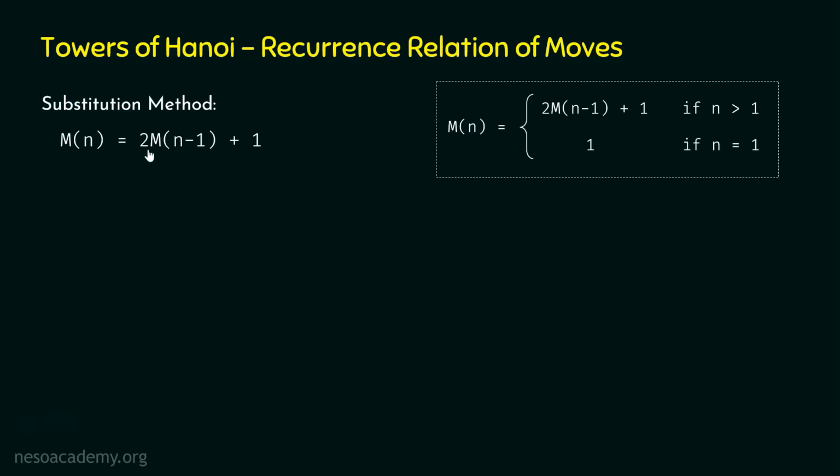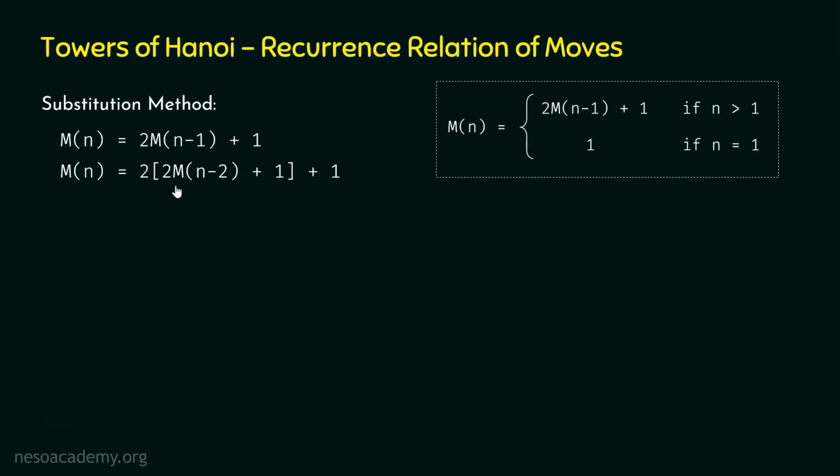We will get 2 times m of n minus 2 plus 1. So clearly we can replace m of n minus 1 by 2 times m of n minus 2 plus 1. This is what we will get after the replacement. Here now we have 2 times m of n minus 1 plus 1. M of n minus 1 is replaced by 2 times m of n minus 2 plus 1.